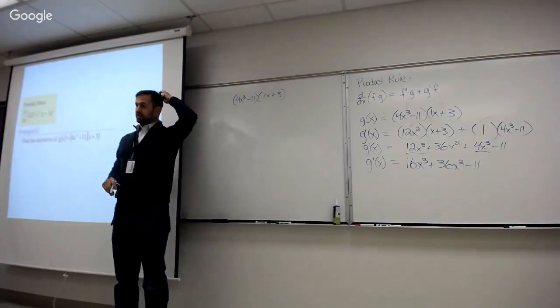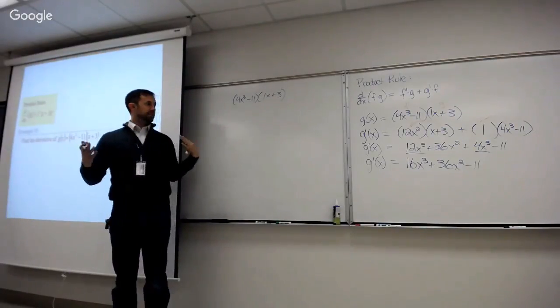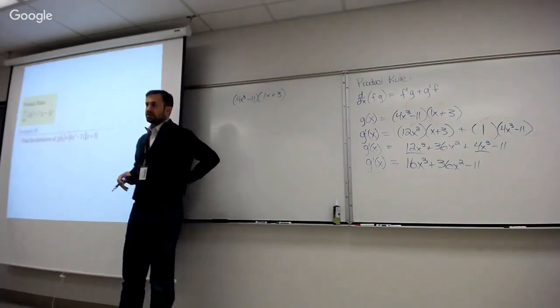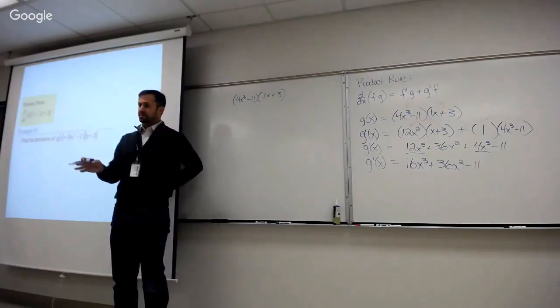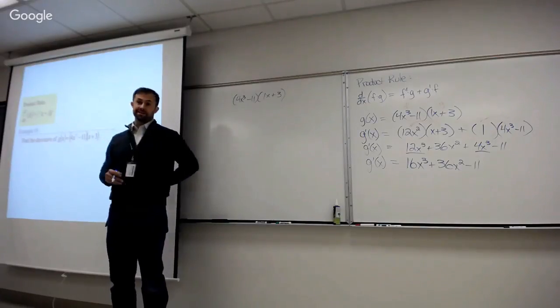Now, so that was an example of the product rule. That's the product rule. Anytime at all that you have two things being multiplied together, you take the derivative by doing the derivative of the first times the second plus the derivative of the second times the first. Now, you might say, are we right?